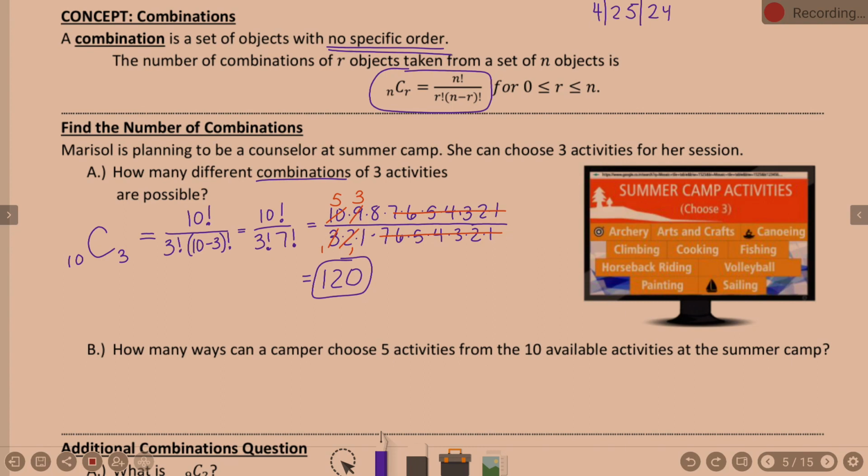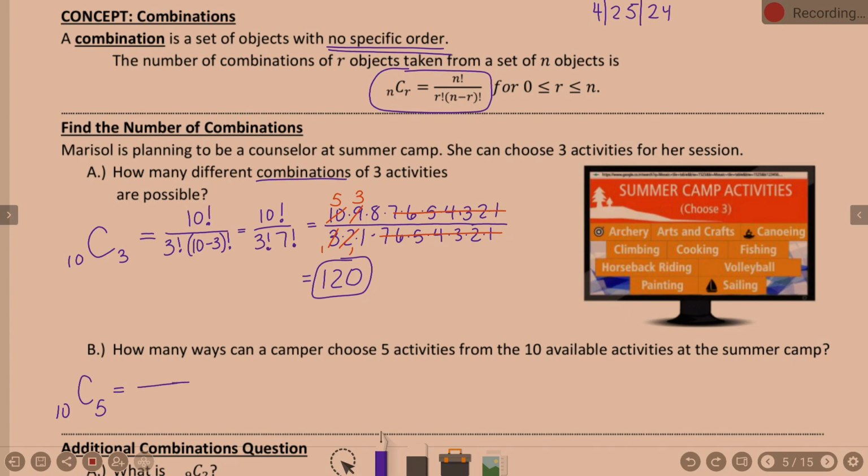Okay, B. How many ways can a camper choose 5 activities from the 10 available activities at the summer camp? What are we setting up here? We just did the same thing with 5. 10C5 instead of 10C3. And again, it's choosing 5 activities. It's not arranging them, which would indicate order. It's choosing 5 activities.